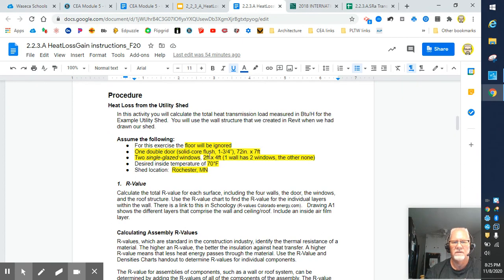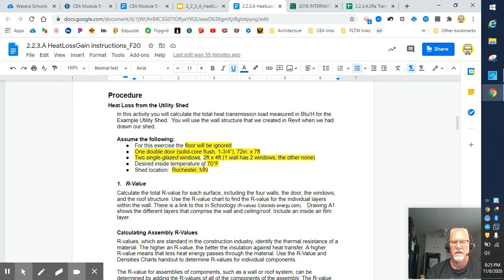As far as the doors go, I'm going to give you kind of a generic door to work with. So you can have one door, and it's a 72 by 7 foot door. As far as windows go, you're going to have just two single glazed windows. It's important you pay attention. That's single glazed, and each of those windows is 2 by 4. In other words, one wall has two windows, the other wall has none. So a couple different calculations there.